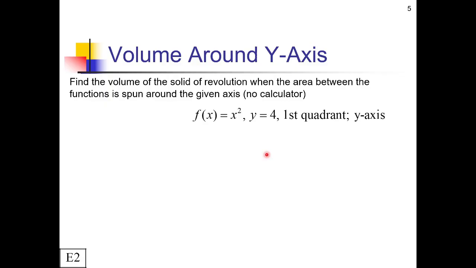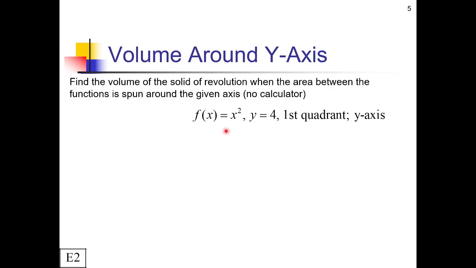For this next example, we're given f of x equals x squared, y equals 4, and we're just looking at the first quadrant part of this. And we want the volume of a solid of revolution when the area between these curves is revolved around the y-axis. No calculator on this one. Pause the video and give this one a shot.